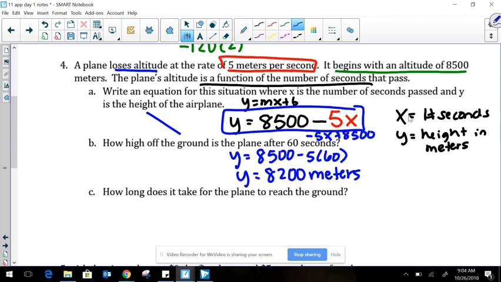Last part here. How long does it take for the plane to reach the ground? So if I'm thinking this line, this plane keeps going down, down, down. When it reaches the ground, the height would be 0 then. So I'm going to plug in 0 for my y. And then I'm going to solve for x. All right, so what do I do first? Good, subtract the 8,500 from both sides.